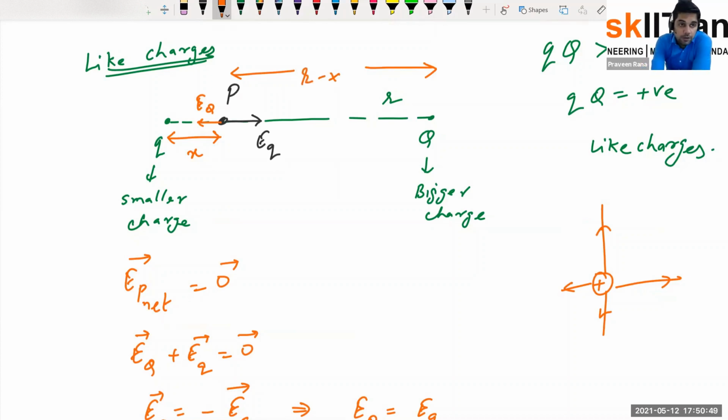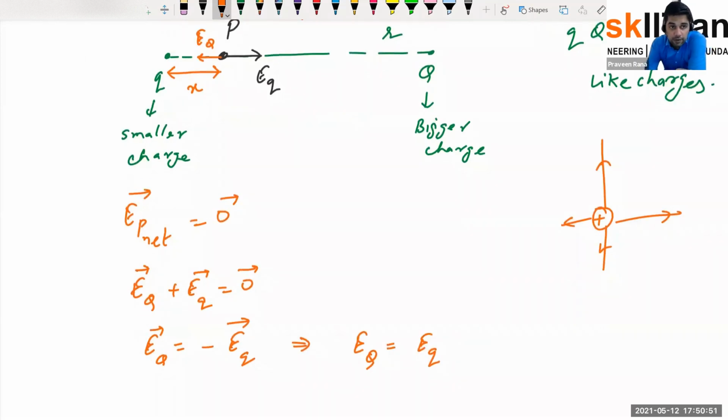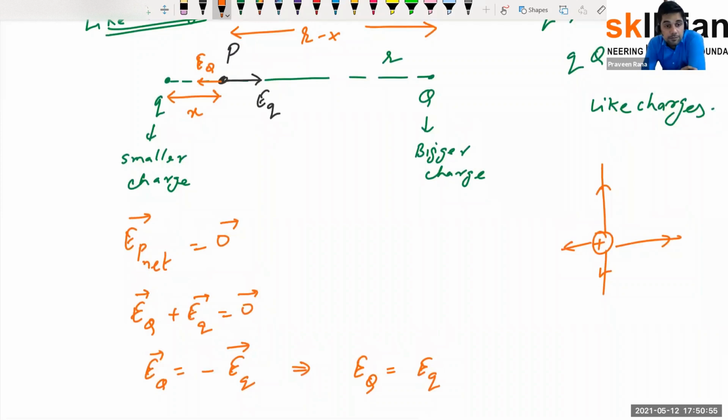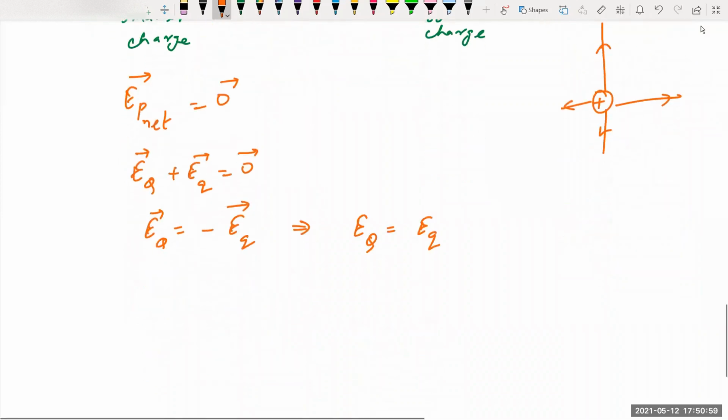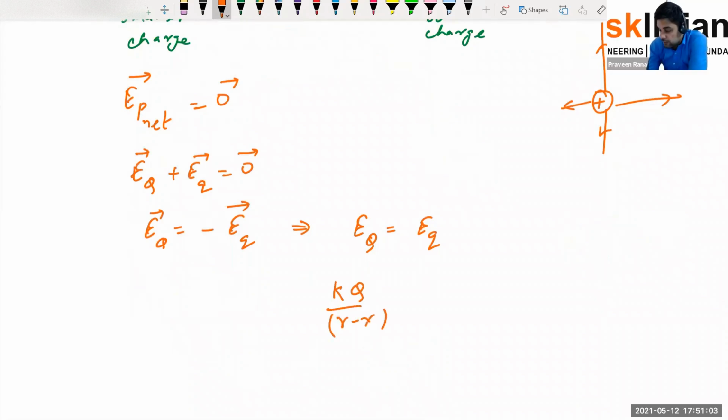So now tell me, what's the value of the electric field due to capital Q at P? K capital Q over (R minus x) squared. Exactly.